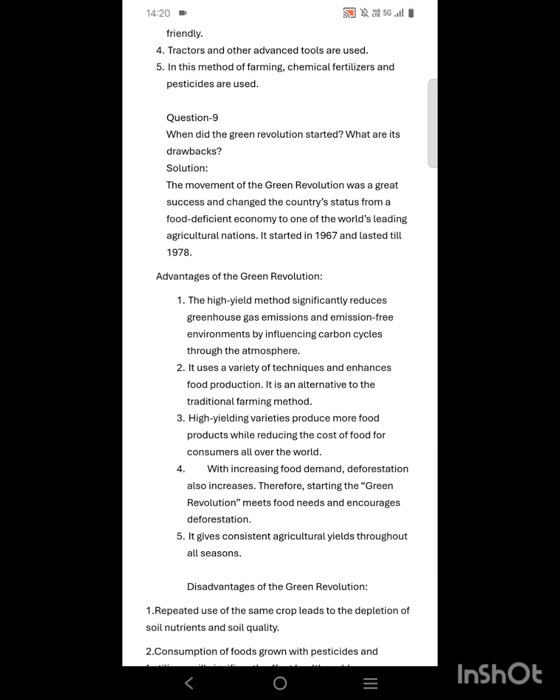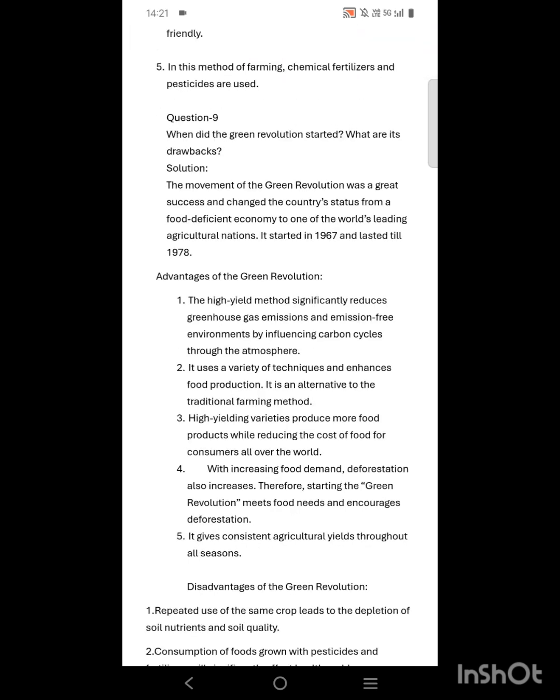Number 9. When the Green Revolution started, what are its drawbacks? Solution. The movement of the Green Revolution was a great success and changed the country's status from a food deficient country to one of the world's leading agricultural nations. It started in 1967 and lasted till 1978. So, the movement of the Green Revolution was a huge success and changed the whole country's status from a food deficient economy to one of the largest agricultural nations.